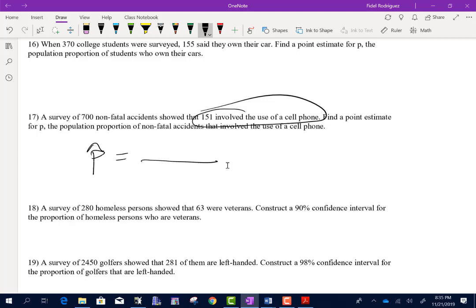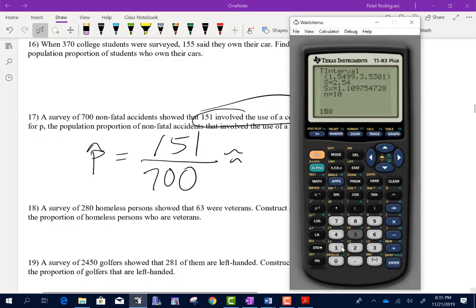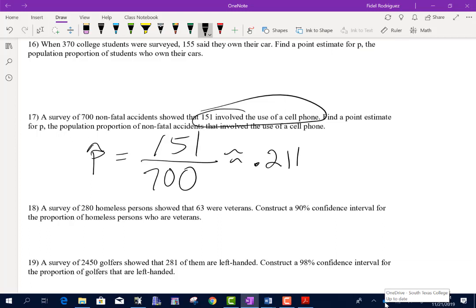How many accidents did they survey? The total was 700, right? Out of those 700, how many of them were on their phone when they got in an accident? That's all you're doing. So if we take our calculator and go 151 divided by 700, and I don't know how many decimal places I put on the answer key, 3? Okay, so did you put 0.216? There you go. Very good, 0.216.